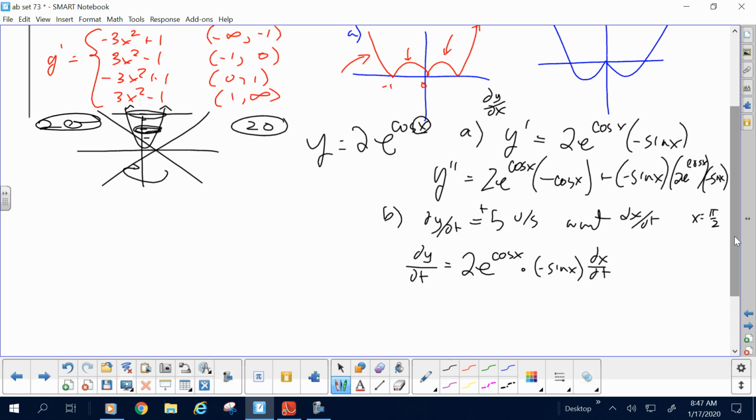Now then, we know this is 5. This x is pi over 2. And that leaves you with dx/dt. Assuming you can do your trig well, you should be hopeful. Are we good?